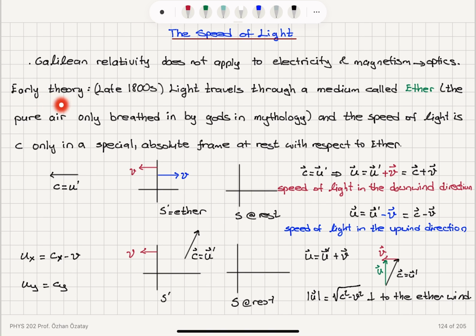The early theory was based on the observation of mechanical waves. Mechanical waves require a medium to move in. However, light does not. The early theory suggested that there should be a medium called ether, the pure air only breathed in by gods in mythology, with respect to which the speed of light is c. Then we have to consider Galilean relativistic arguments to find the speed of light in our reference frame.